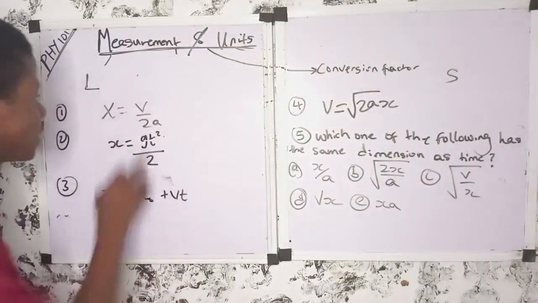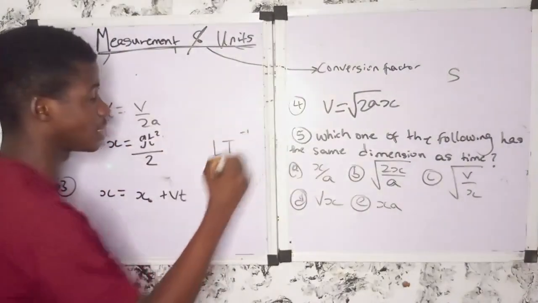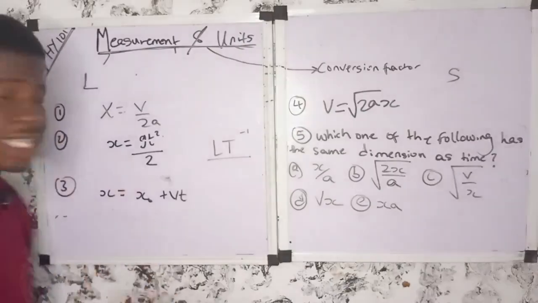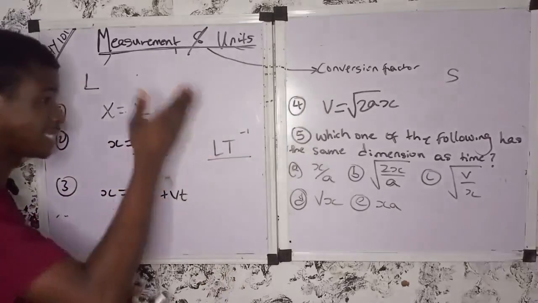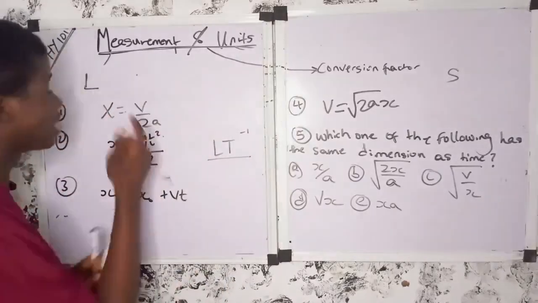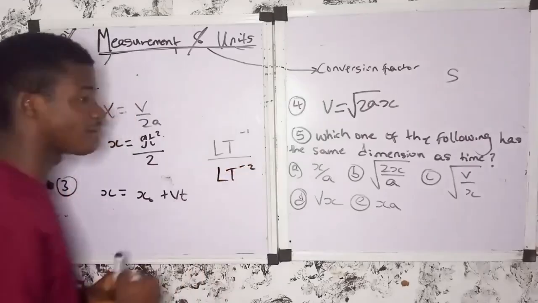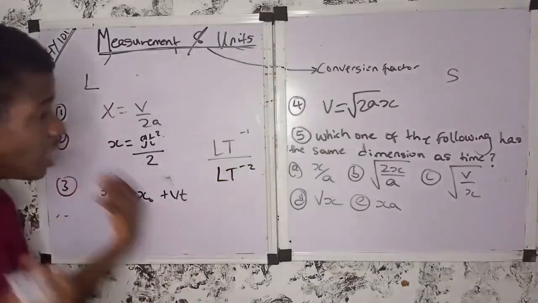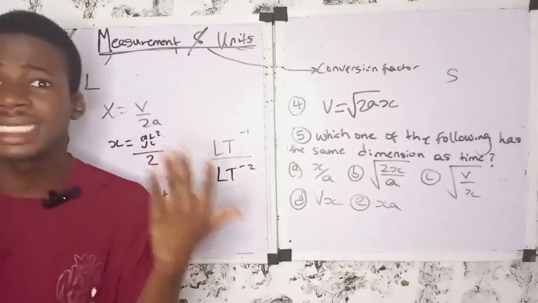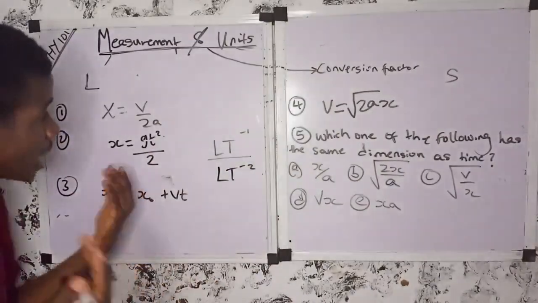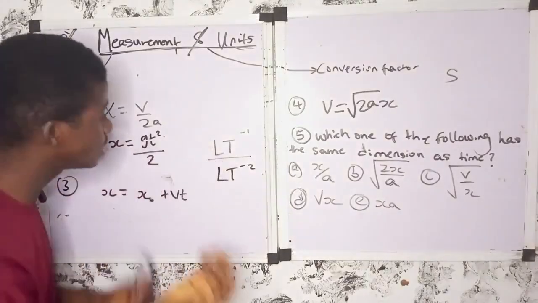Okay, so let's start. What is the dimension of velocity? The dimension of velocity is L t raised to power minus 1. Remember, values or figures don't have dimension, so we can easily neglect that too. What is the dimension of acceleration? It is L t raised to power minus 2. Now we have arrived at indices.